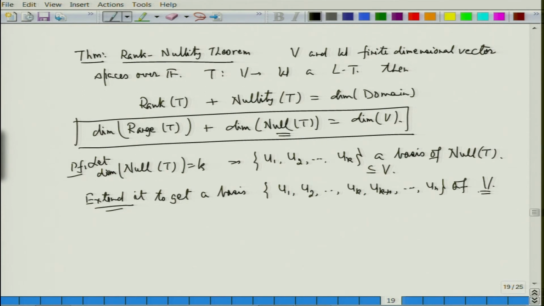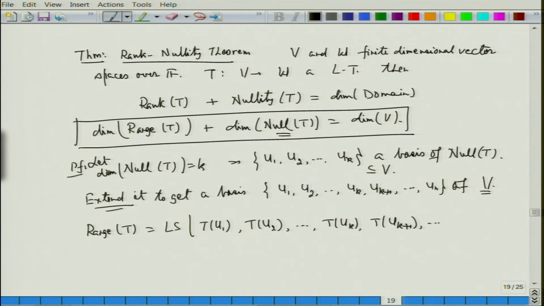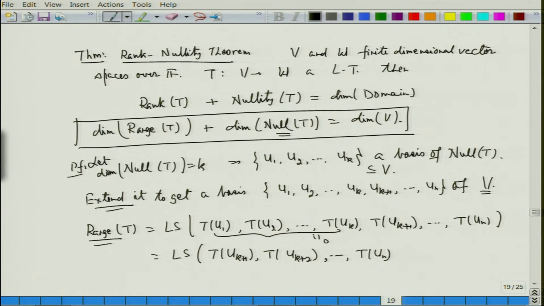Is that okay? What we know is that the range of T is generated by the linear span of T of U1, T of U2, up to T of UK, T of UK plus 1, so on till T of UN. This is important. Range of T is generated by the linear span of the images. This is what the first idea was. This is the same as the linear span of T of UK plus 1, T of UK plus 2, till T of UN. The rest of them are 0 vectors, so they do not give us anything.